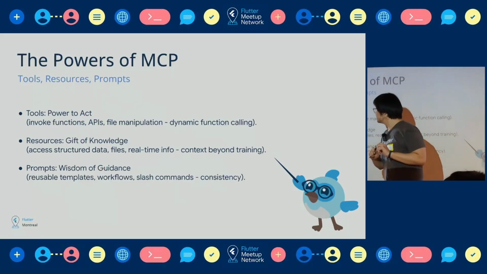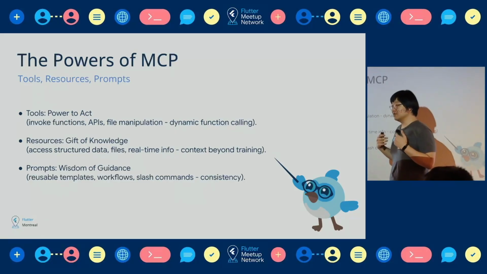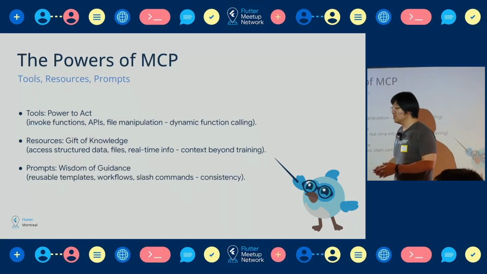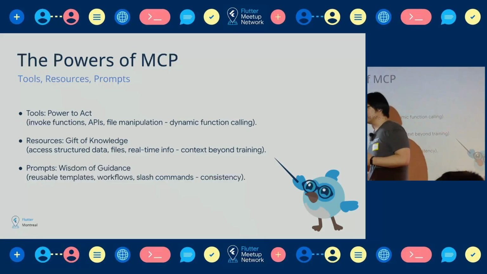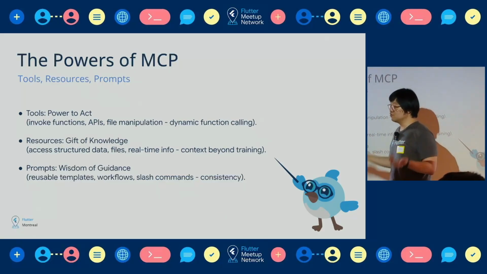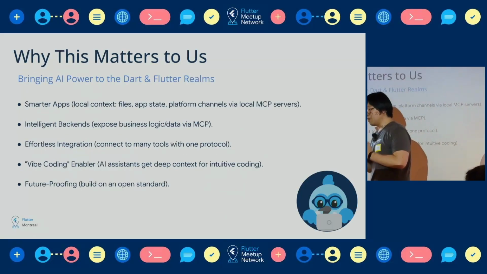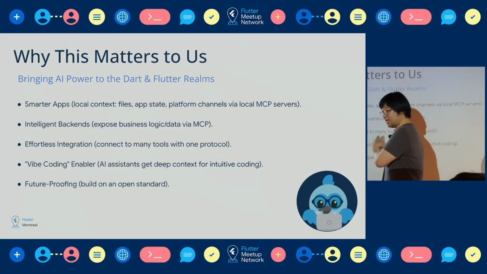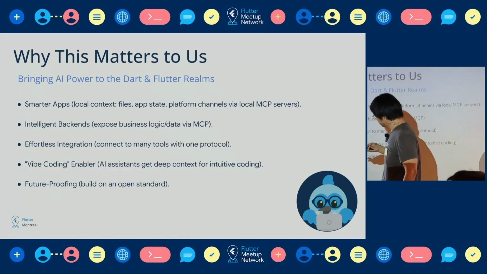And resources, so you can provide information to the AI. So you want to provide more context. Let's say you have data in the database. Let's say you have data in the Google Drive or whatever. So you want to provide the data to your AI, then you can use the resource.